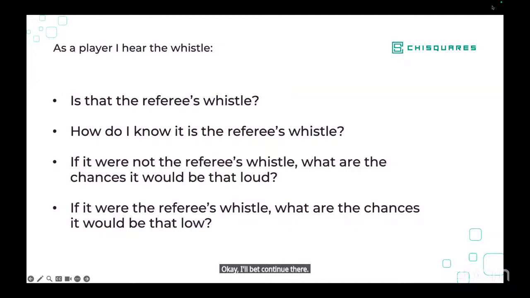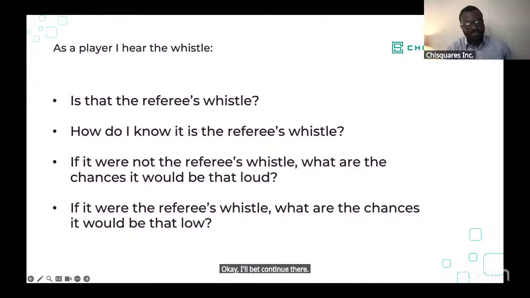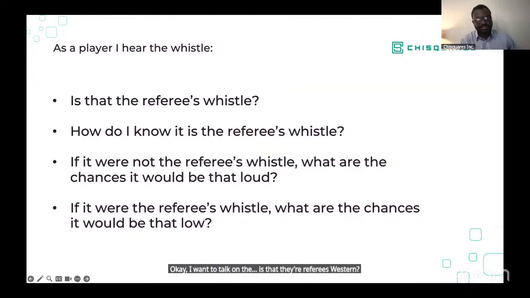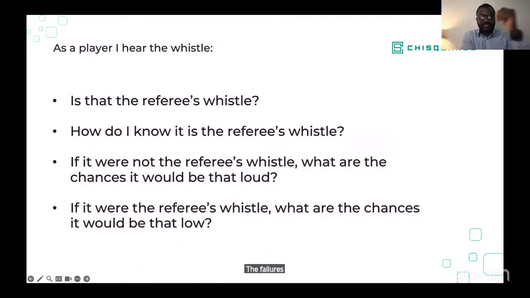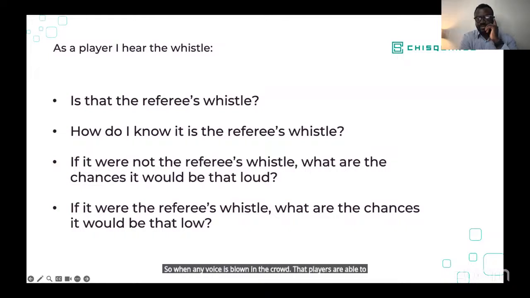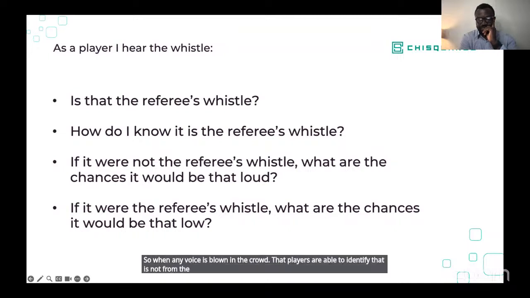Okay, I want to talk on: is that the referee's whistle? I think when a game is about to start, the referee first blows his whistle for the players to identify how his whistle sounds. So when any whistle is blown in the crowd, the players are able to identify that it's not from the referee, but it's from the crowd.